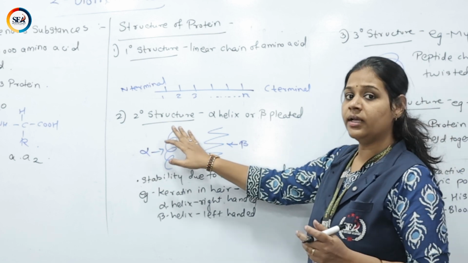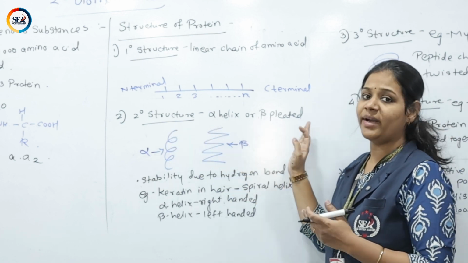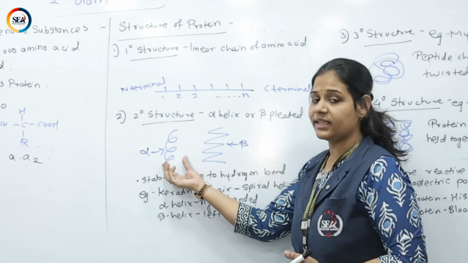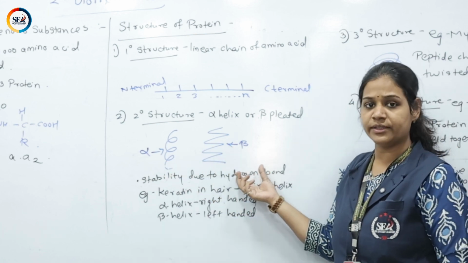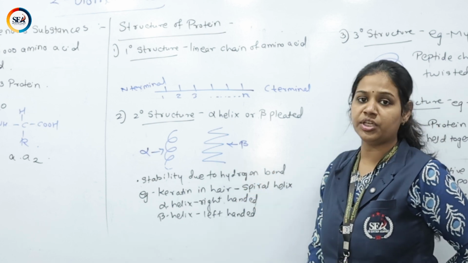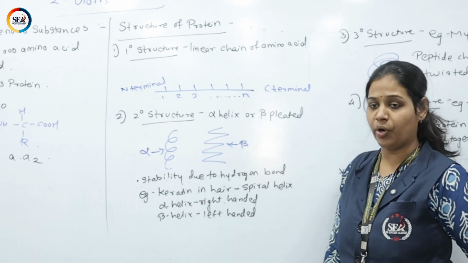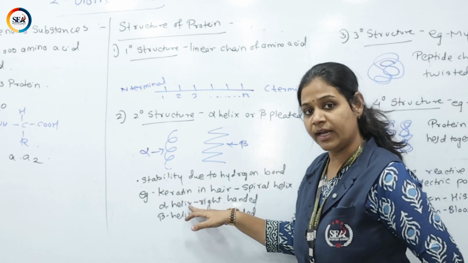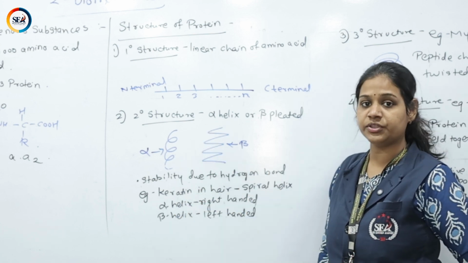Secondary structure, the examples are alpha helix or beta pleated structures. These are the alpha helices, these are the beta pleated structures. The stability of these structures is due to the additional hydrogen bonds which are present along with the peptide bond. Example, keratin in hair is an example of secondary structure.